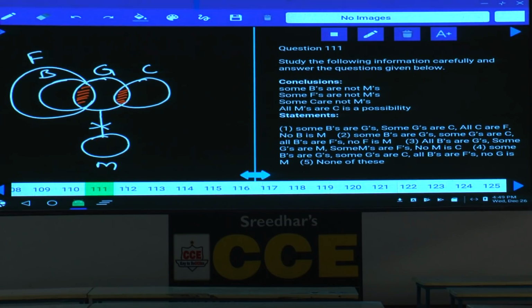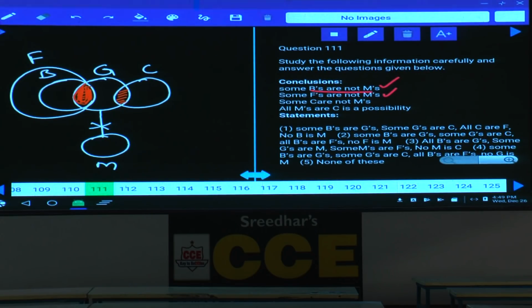Then coming to the first one, some B's are not M. Tell me whether it is true or not. Yes, that is definitely true. Some B's are not M. These are the B's which are not M because some B's and G's are intersected with each other. Some F are not M. Now some F are not M means all F being M is not valid because this is the intersection of these two, and this is also valid.